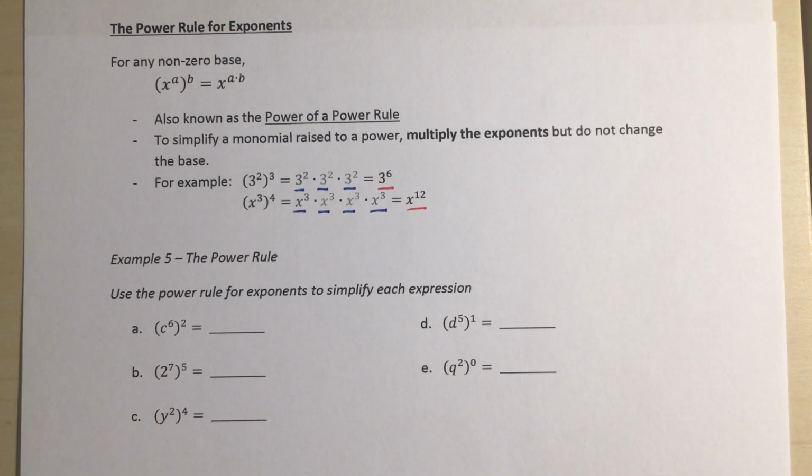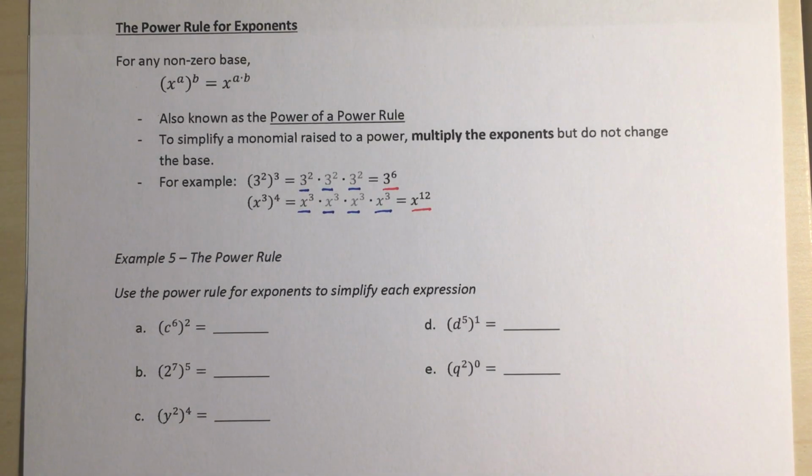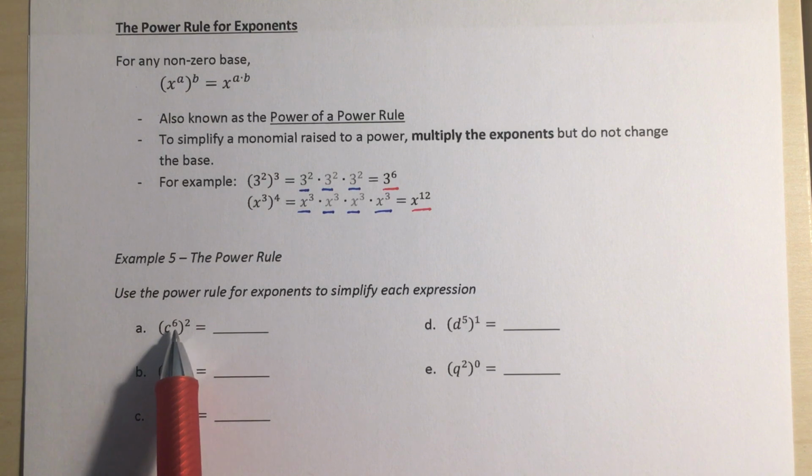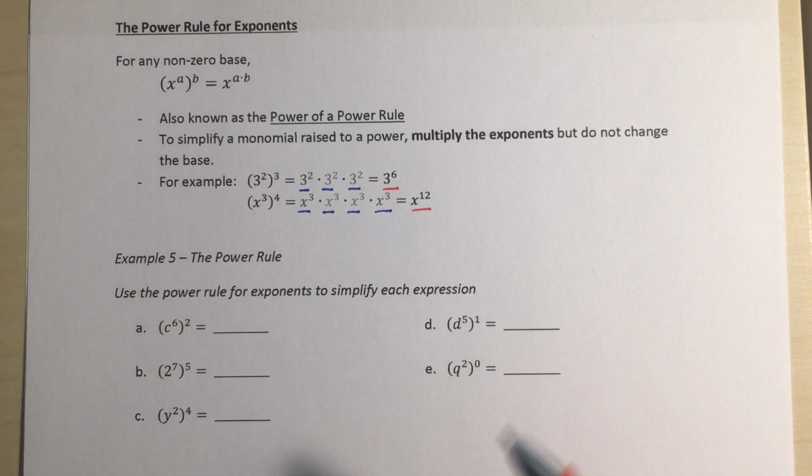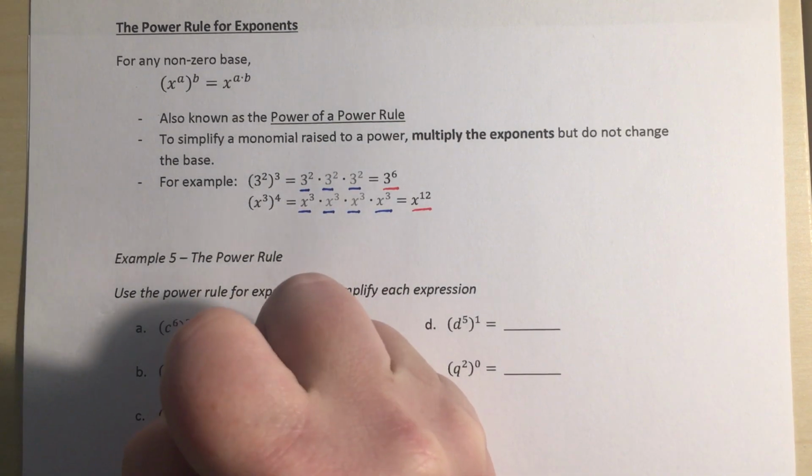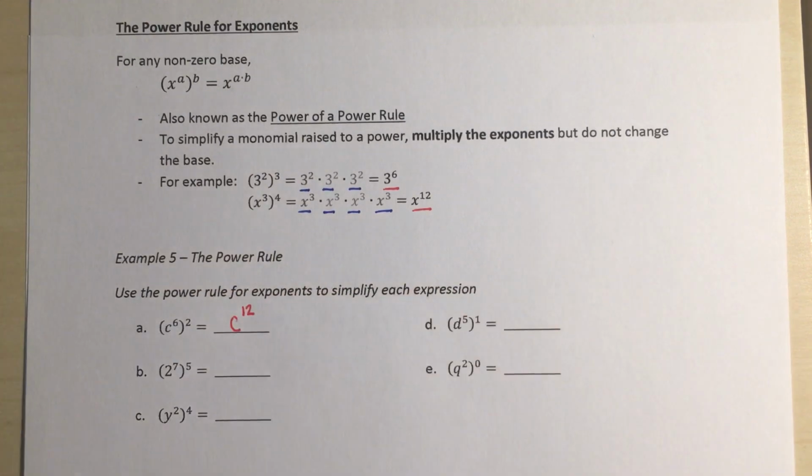Right, so now let's do a few examples using our power rule. C to the 6th squared means we have 2 factors of c to the 6th. Again, we could write it out, or we could use our shortcut. 6 times 2 gives us 12. So we have c to the 12th power.